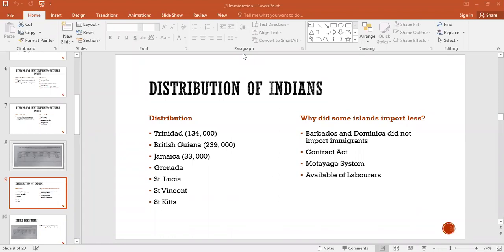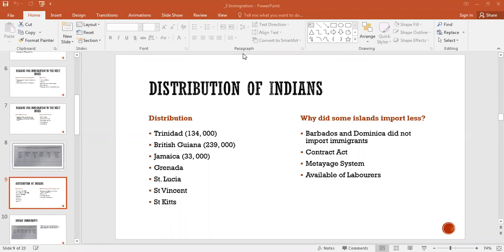Now, this is a very, very popular question in the exam, especially paper one, where they ask which of these territories had the most Indians, and they might put 1 Trinidad, 2 Grenada, 3 British Guyana, 4 Jamaica, something to that effect. So always remember that the 3 territories that had the most immigrants, British Caribbean territories, Trinidad, British Guyana, which is Guyana today, and Jamaica. All right, those are the 3 territories.